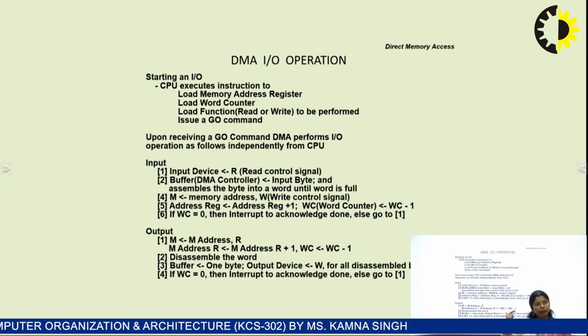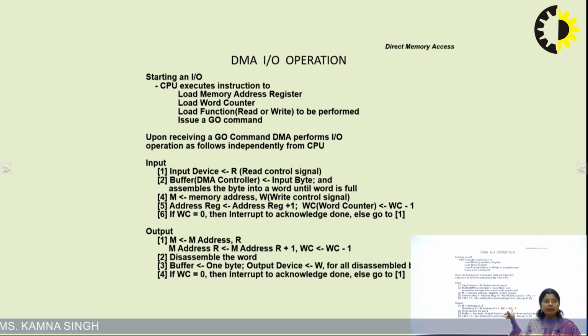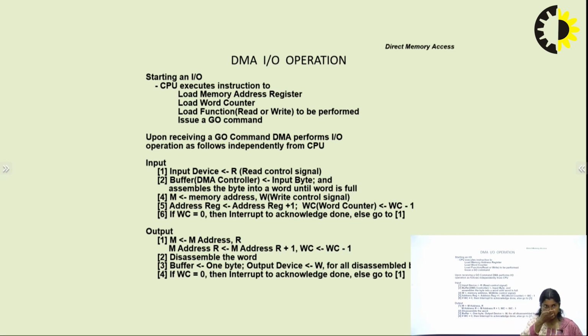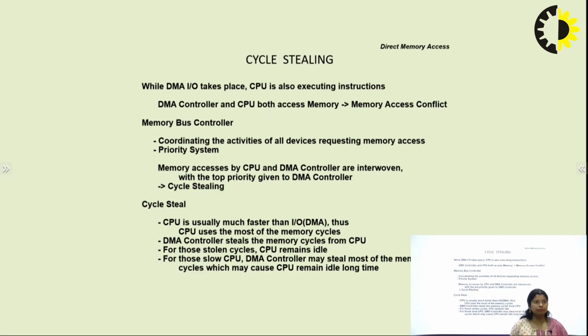The output will come from the memory transmitting that value, and the word count register value will always be decremented, and then the word is disassembled. When all the transmission has taken place, the memory transmits the acknowledge to the peripheral devices through the DMA controller.